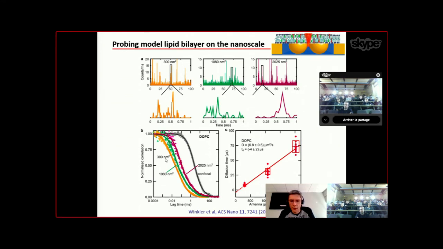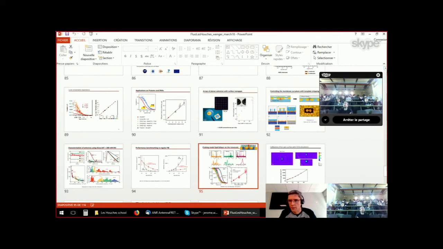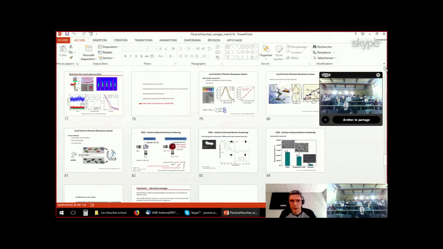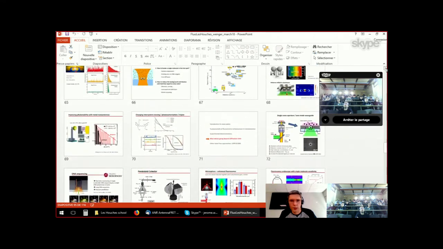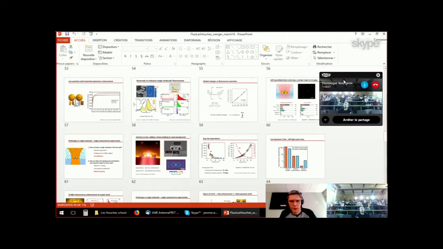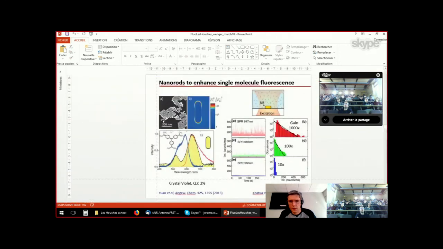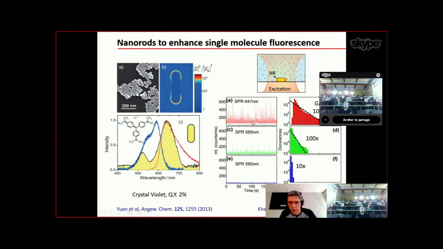Especially in the case of crystal violet and nanorods, there was a lot of sticking. Crystal violet is quite prone to stick on gold. So there was a lot of sticking. So in this case, you have peaks. But maybe if I want to go better, all these peaks here, these are individual molecules going in and out. Okay, so these are molecules diffusing around. Actually, every peak here is a detection event of a molecule sticking there and then being released.